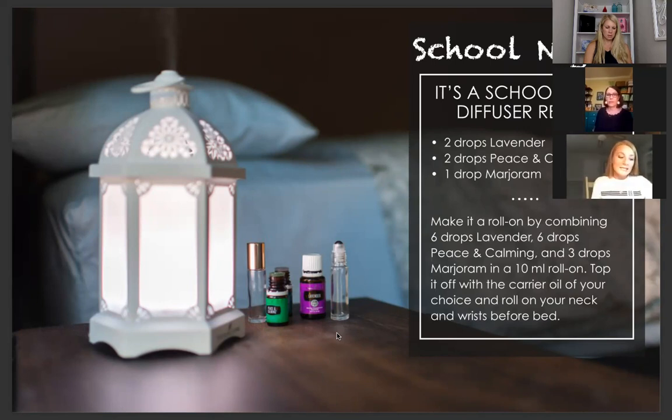And it is spearmint, grapefruit, and peppermint, 2 drops of each. And it smells amazing. I don't know if you know what spearmint smells like, but it is wonderful. It's an uplifting focus diffuser blend. So any of the kids that kind of have problems with their moods and staying on task, that's a great blend for them.